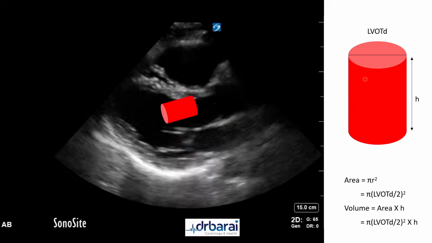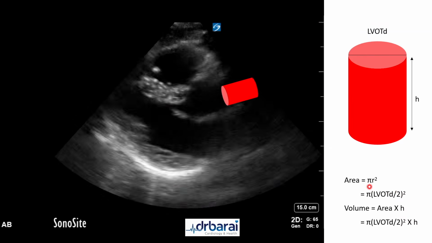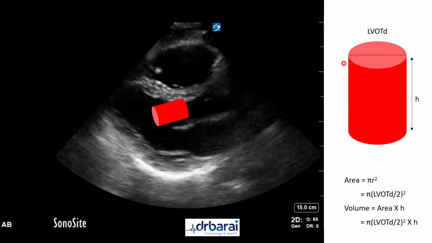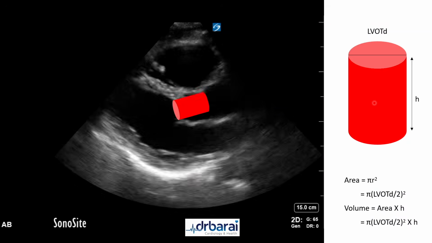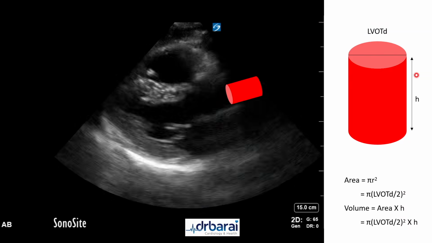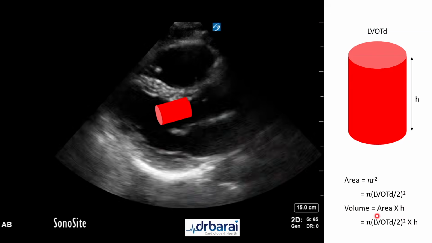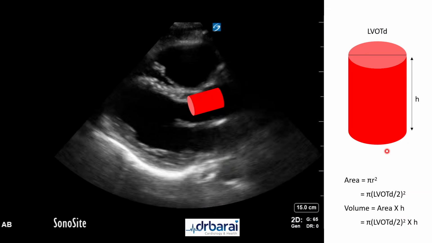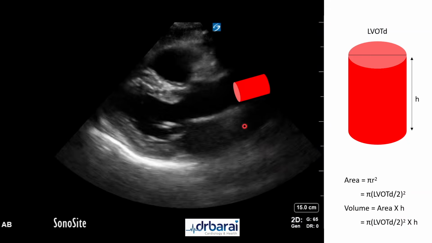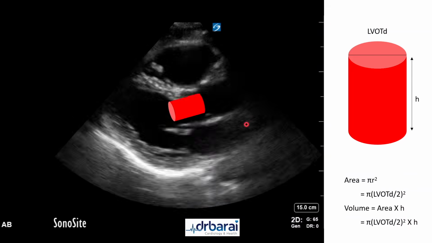So essentially the area of the cylinder is the value of pi, which is 3.14. So most people have got the area of the cylinder as 3.14 square centimeter. So if we know what the VTI is, then we can easily calculate the stroke volume. Let me give you an example. For example, a fit and healthy person like this patient has got an LVOT VTI of 20 centimeter.